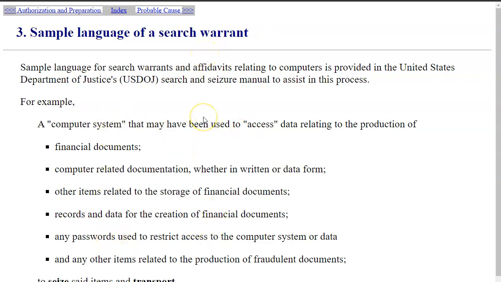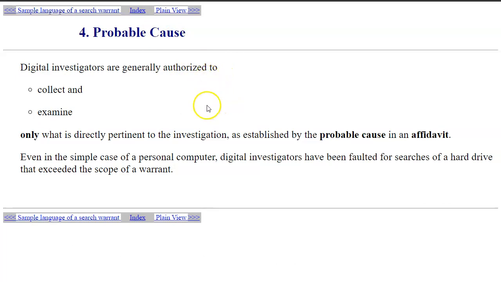So with this type of protection, now you're all set to start collecting, first obviously identifying and then collecting the evidence. And in a criminal case, especially, the investigators are authorized to collect and examine the evidence. But that collection and examination is really limited to only the probable cause specified and established by the affidavit. So even in a simple case of a personal computer, there were multiple situations where mistakes were made, and the searches of hard drives and other types of media greatly exceeded the scope of a search warrant, and therefore the evidence had to be eventually dismissed.